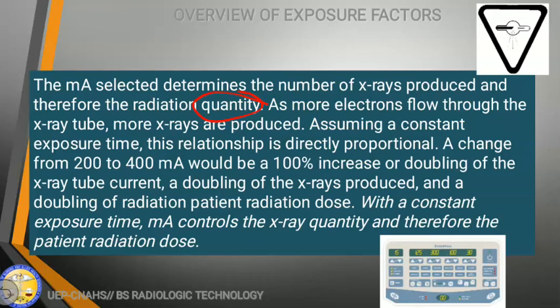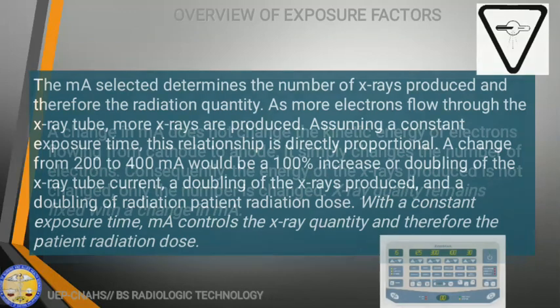Assuming a constant exposure time, this relationship is directly proportional, in which a change from 200 to 400 mA would be a 100% increase, or doubling, of the tube current. As we said earlier, the higher the MA, the hotter the thoriated tungsten filament, so the filament heats up and the production of electrons around the filament increases. This also means a doubling of the patient radiation dose. With a constant exposure time, MA controls the quantity and therefore the patient radiation dose.